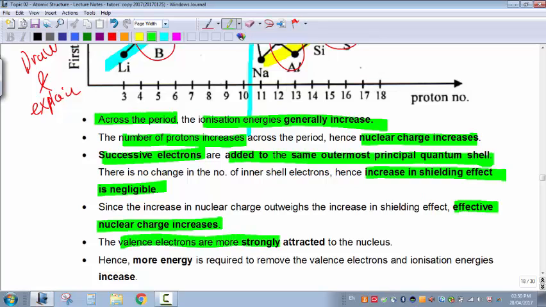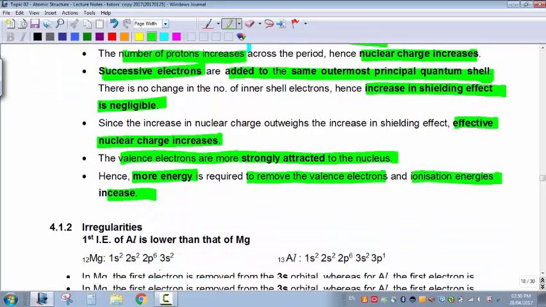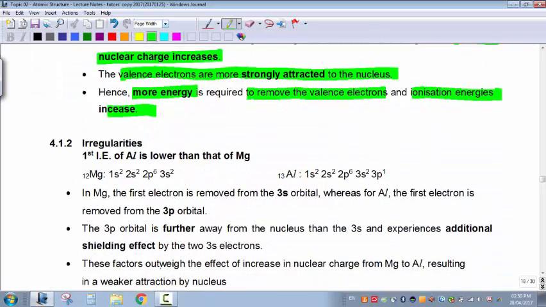Therefore, the valence electrons are more strongly attracted to the nucleus and you need more energy to remove the valence electrons. Hence, IE increases. Right? Irregularity. Why so?